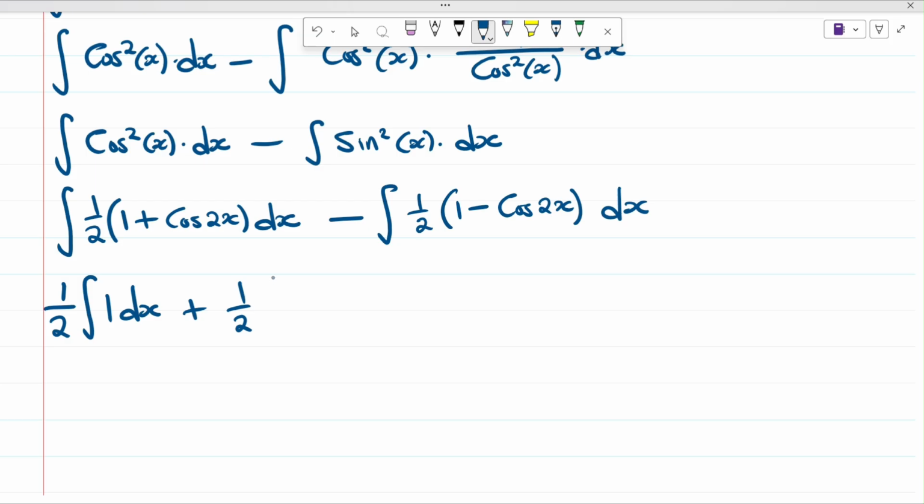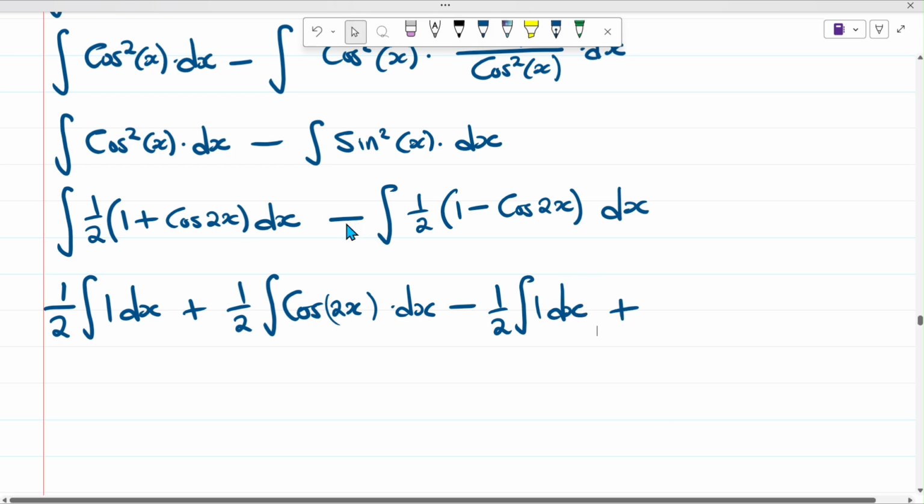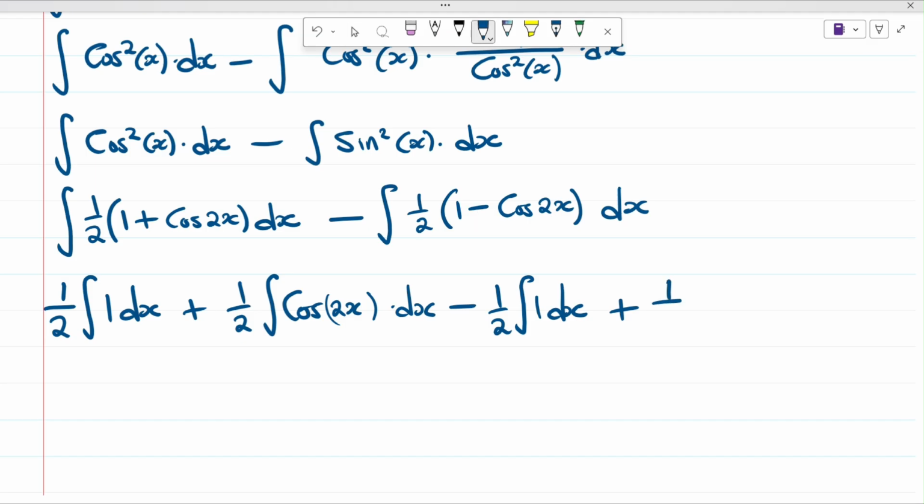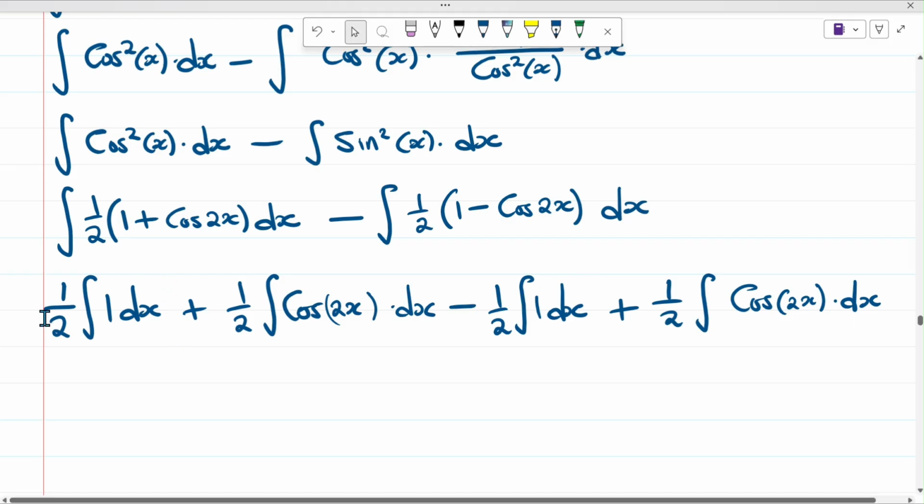So this is gonna be 1 over 2 integral of cos 2x multiplied by dx minus 1 over 2 integral of 1 dx, and then plus, so it's gonna be plus here because of this minus and this minus here, and then 1 over 2 again, the integral of cos 2x dx. So we can see that this one and this one, they cancel out, right? So we'll just be left with this guy and this guy here and this guy here.